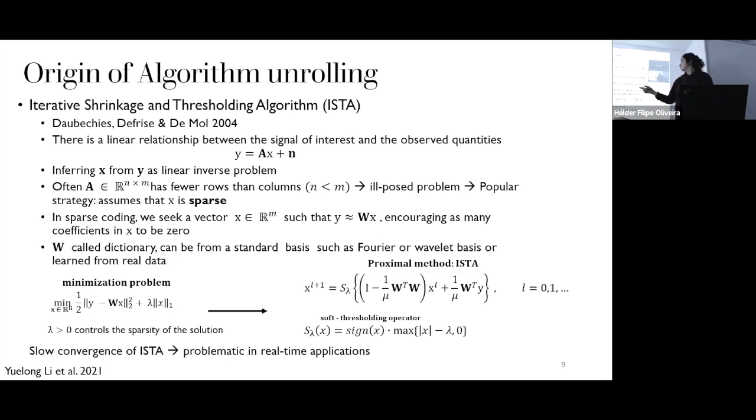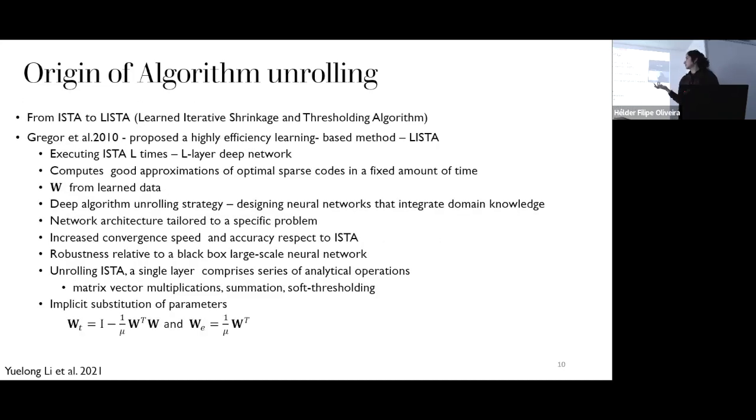And again, they solve this minimization problem using a proximal method. In this case, ISTA is using the soft-thresholding operator with some weight on the identity matrix. But it was very slow to converge. What Gregor wanted was to make ISTA more efficient, and so it was converted to LISTA, which means learned iterative shrinkage and thresholding algorithm, a highly efficient learning-based method.